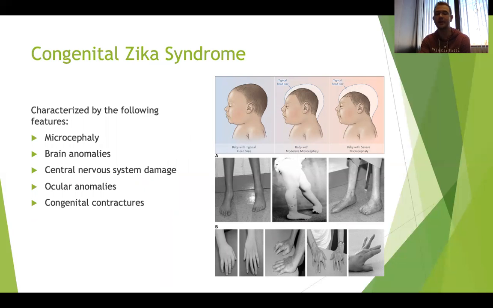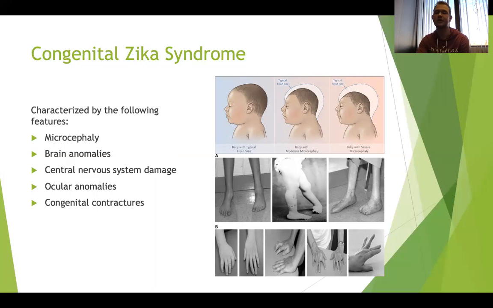This is usually due to the brain tissue not developing properly, and just the brain not developing properly in general, which is the brain anomalies. Central nervous system damage, which is similar, like the cells don't grow properly. And there's also calcification of brain tissue and nerve tissue.